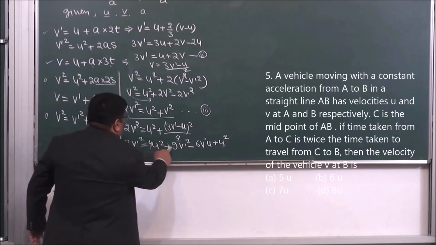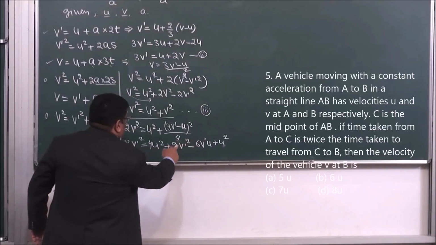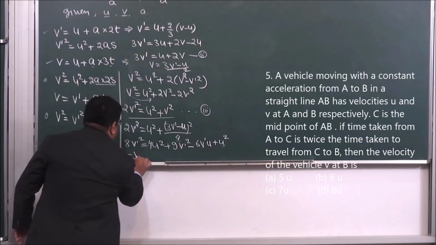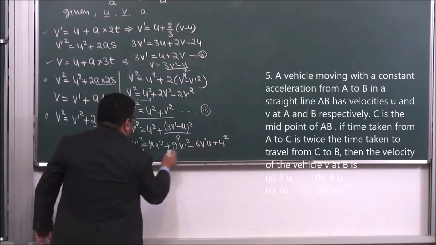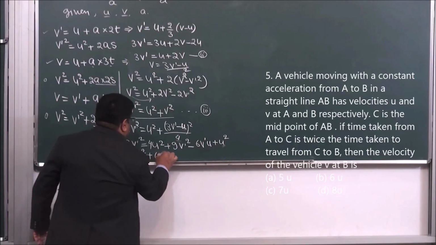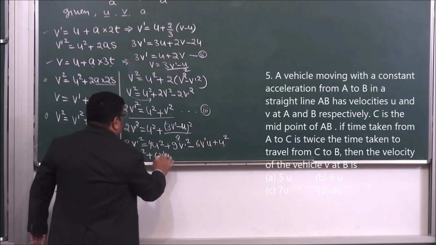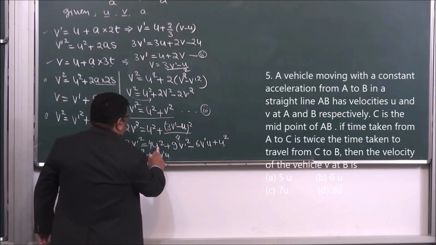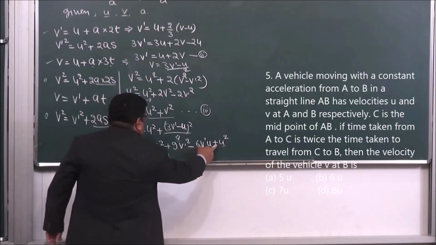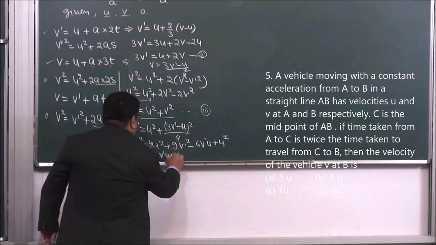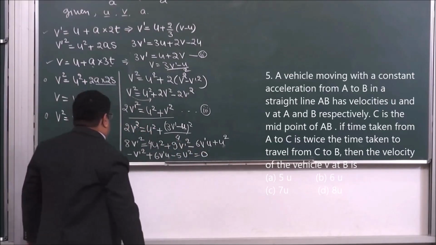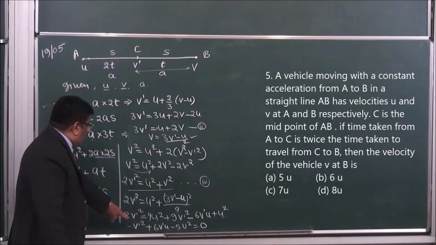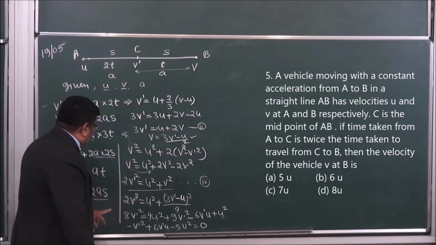8v dash square, 9v dash square. Okay, this will come here. Anything else? No. So this will be minus v dash square. Then minus 6v dash u will be plus 6v dash u. And after that 4u square plus u square, 5u square minus 5u square. So this is a quadratic equation and we can find out root very easily.